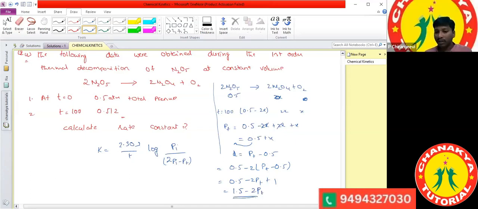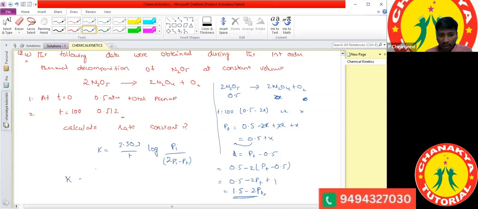This is the final pressure. So what is the final pressure? In place of 2 P initial minus Pt, we can write 1.5 minus 2 Pt. In this, we know the Pt value. What is the Pt value they had given in the question? 0.512. Now we can substitute in the formula.